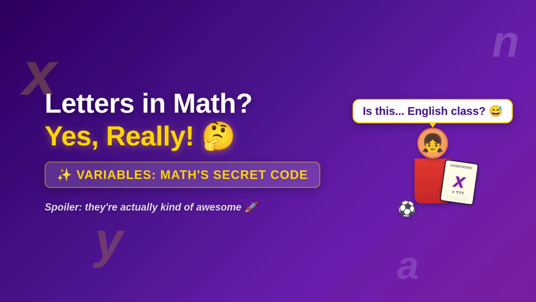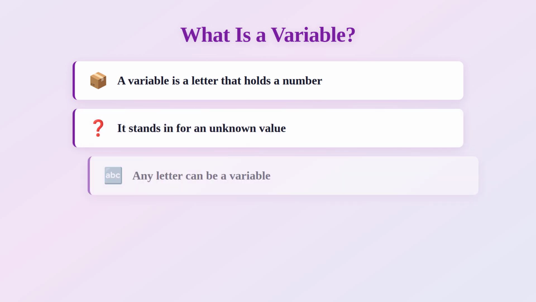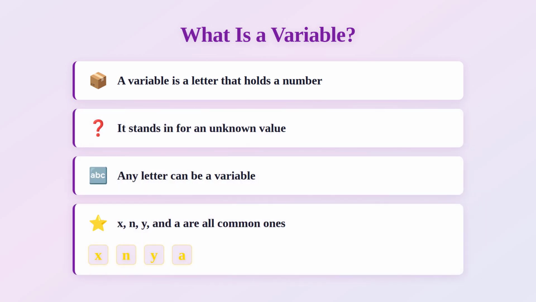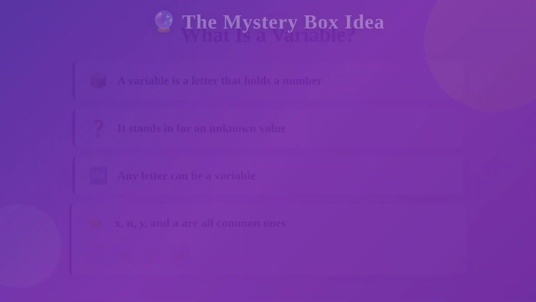kind of awesome. So what exactly is a variable? Think of it like a box with a mystery number inside. We use a letter, like X or N, to represent that unknown number. The letter is just a placeholder. It's saying, hey, I'm saving this spot for a number we're either looking for or haven't named yet. Any letter can be a variable. X, Y, N, A, Z, doesn't matter. The letter itself has no special meaning. It's just a stand-in for a number.